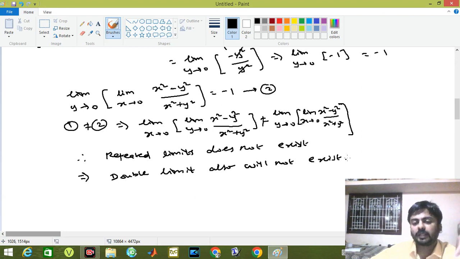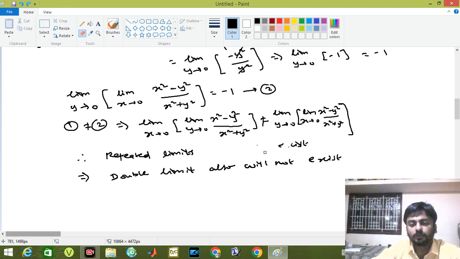So these are the repeated limits. Repeated limits are not equal. Actually, they are not equal. The repeated limits are not equal because we are getting the value, but they are not equal. If they are equal, we can write x equal to 0, y equal to 0. Actually, they are not existing. They are not equal. Repeated limits are not equal.